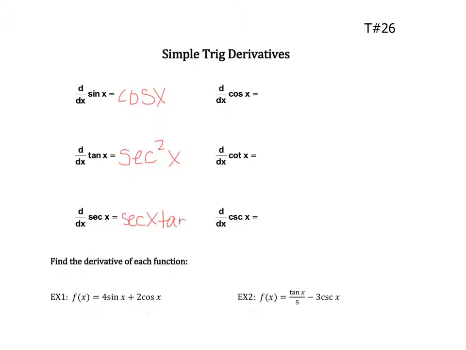Now notice as I'm writing these, when I say them, I'm not saying of x, but remember that a trig function without an argument makes no sense. So make sure that you put the arguments in there. The derivative of cosine is not sine, it's negative sine of x. The derivative of cotangent is negative cosecant squared. And the derivative of cosecant is negative cosecant cotangent.